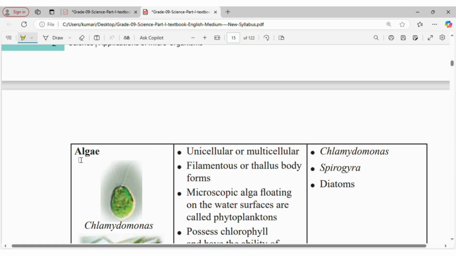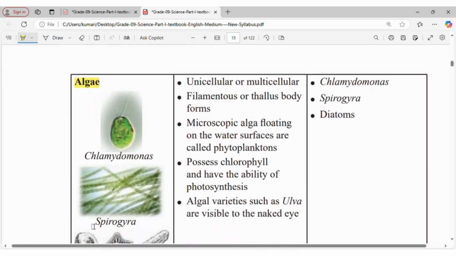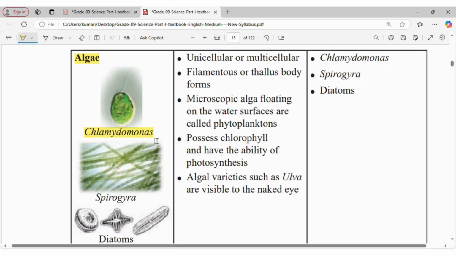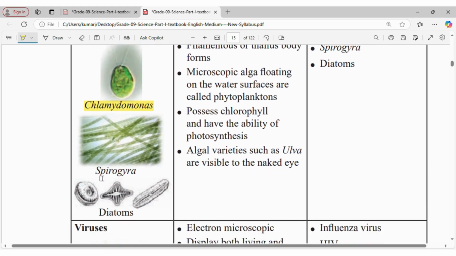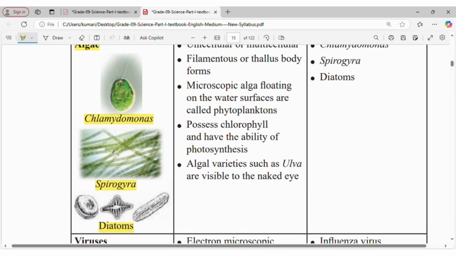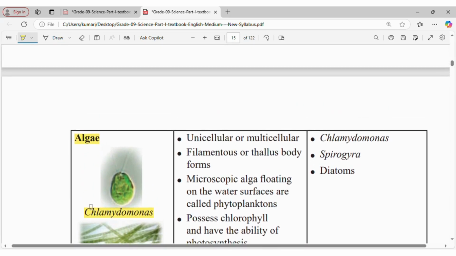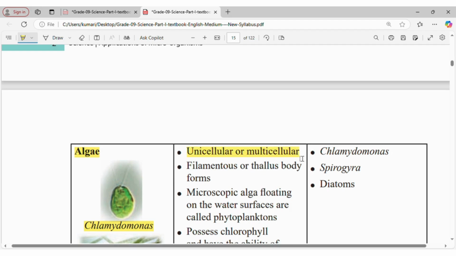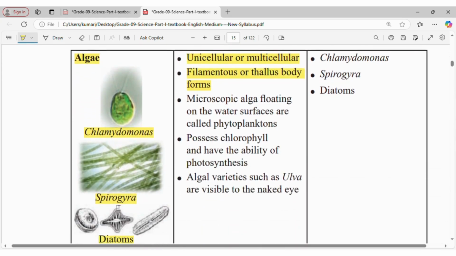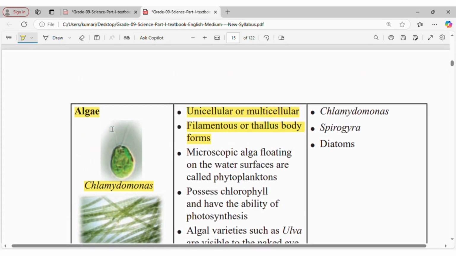And the fourth type of microorganisms, algae. So we know Chlamydomonas from grade 8, and these two types, Spirogyra, which is a rod-like algae species, has a spiral structure, and diatoms, also known as the diamonds of the microorganisms. Unicellular, multicellular, filamentous or thallus body forms. So filamentous body form here, Spirogyra, and thallus body means flat body. Chlamydomonas is an example for it. And microscopic algae floating on the water surface are called phytoplanktons.